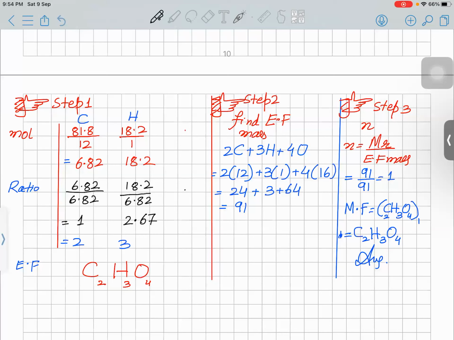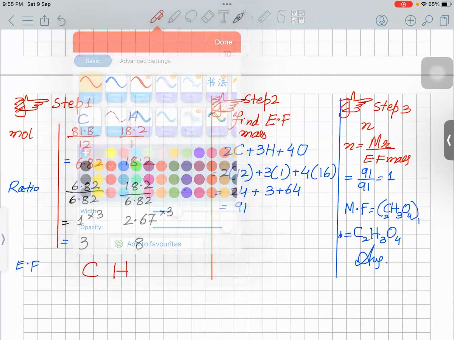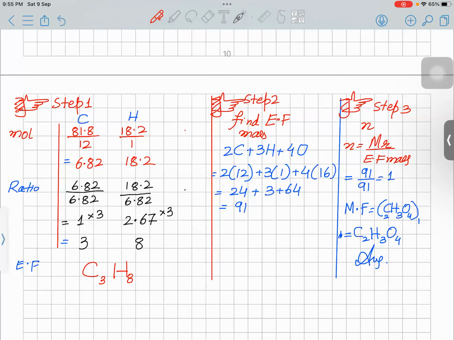Sir, you multiply by 3. So 2.67 multiplied by 3 is 8.01, so 8. Yes. So it's 3, 8. So the empirical formula is C3H8.